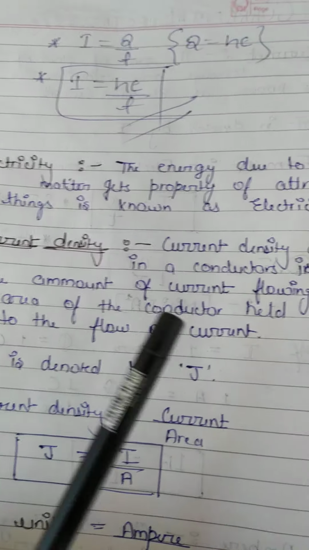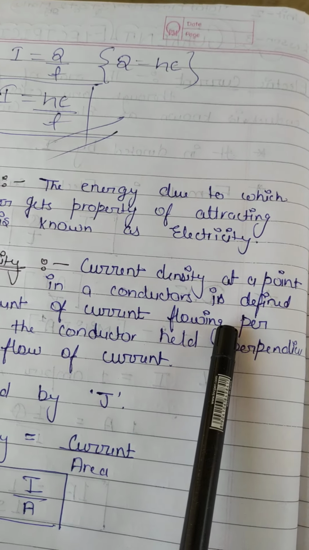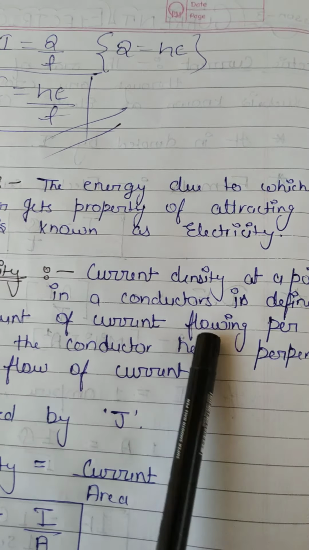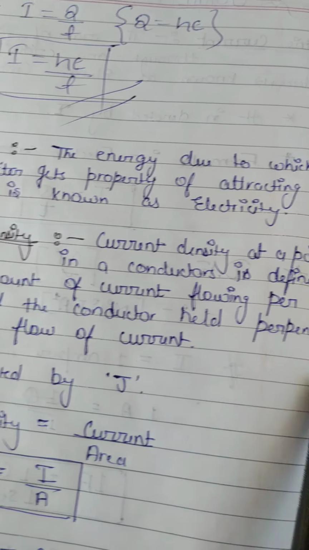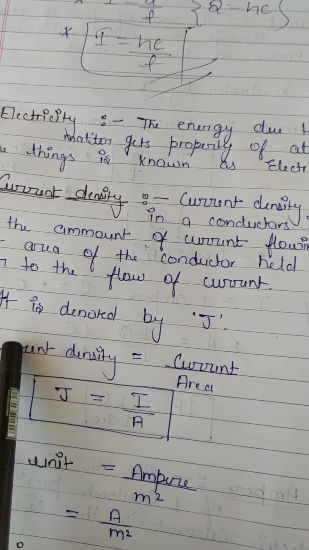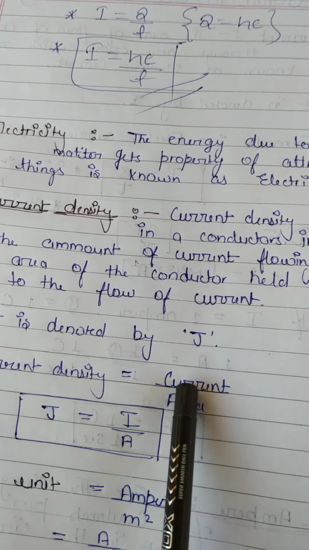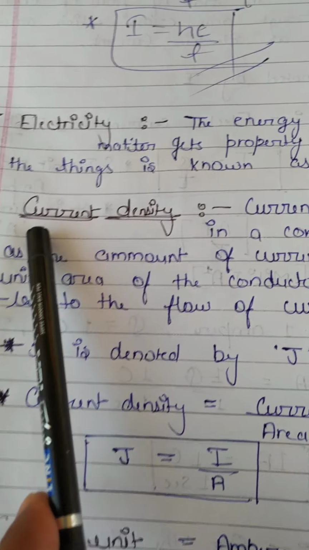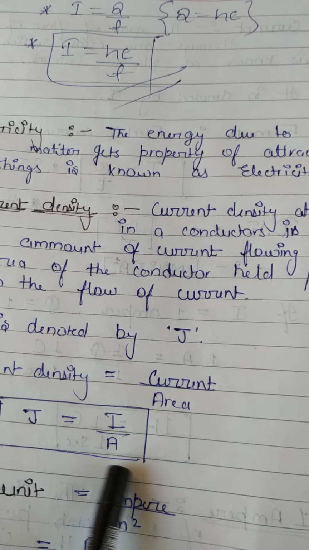Current density, second topic. Current density at a point in a conductor is defined as the amount of current flowing per unit area of the conductor held perpendicular to the flow of current. It is the ratio of electric current to the area of cross section. It is denoted by J. J equals I upon A.